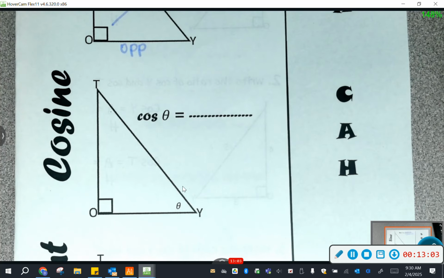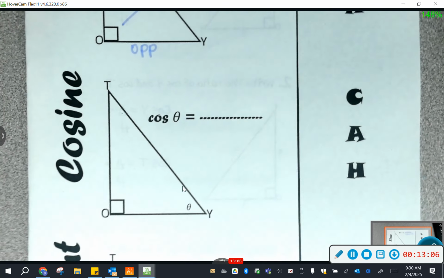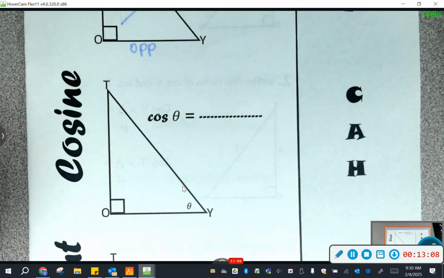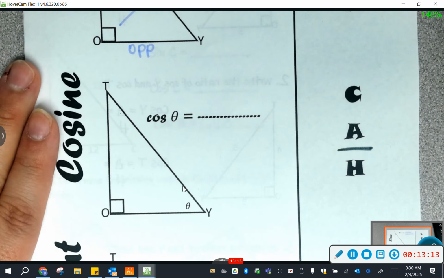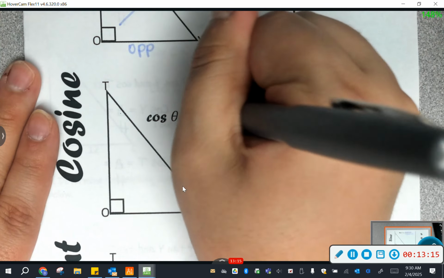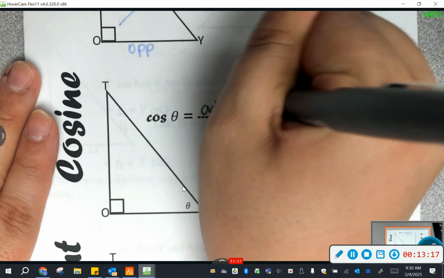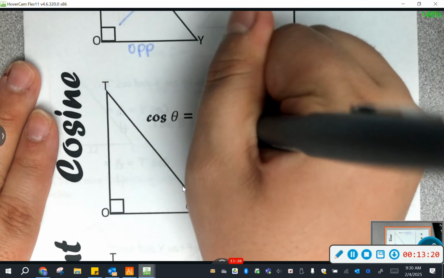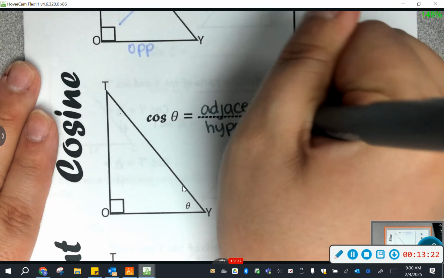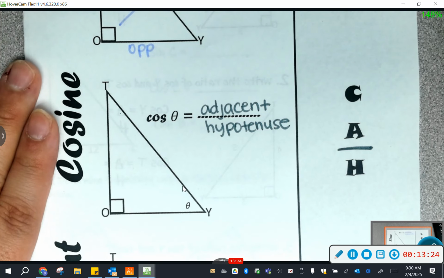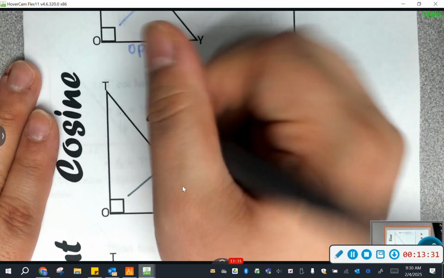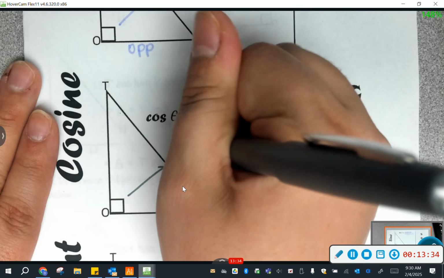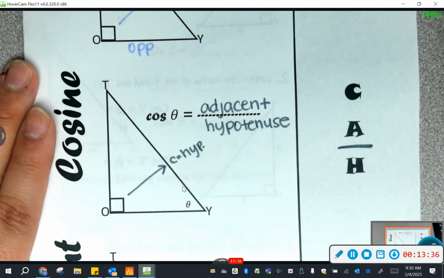Next one, we have cosine. Cosine, cos, is A over H. Put a line in between A and H. It is adjacent over hypotenuse. I'm going to say this probably 20 times today. What do I want you to do first? Every triangle? Hypotenuse. Label your C. Label your hypotenuse. Y'all are going to get sick of me asking that question.